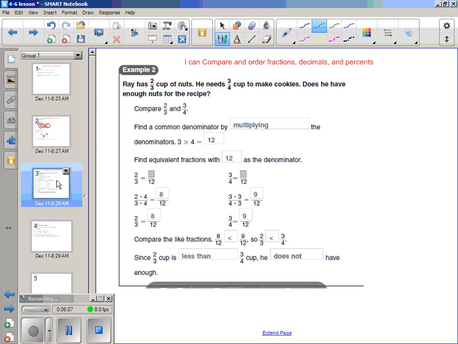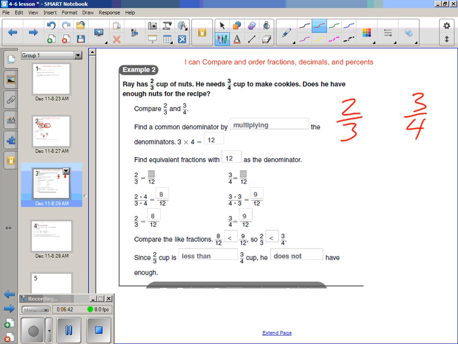We're going to compare, and let's read the question to make sure we truly are comparing. It says, Ray has 2/3 cup of nuts. He needs 3/4 cups to make cookies. Does he have enough nuts for the recipe? So in other words, is 2/3 cup enough? So we need to compare the two. Here's 2/3. Here's 3/4. Now I want to show you a bunch of different ways that we can do this.